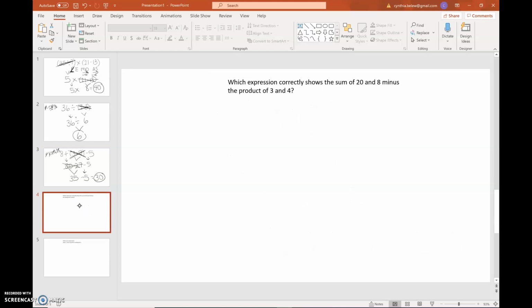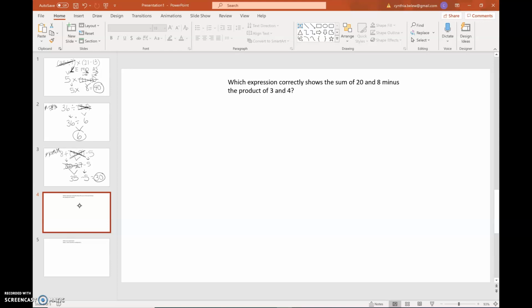And the next one. Now, when I said they need to know the key vocabulary, what I mean is sum means addition, difference means subtraction, product means multiply, and quotient means divide. So they need to look for those key terms. I like to box them.